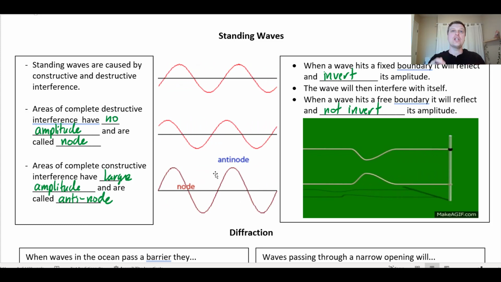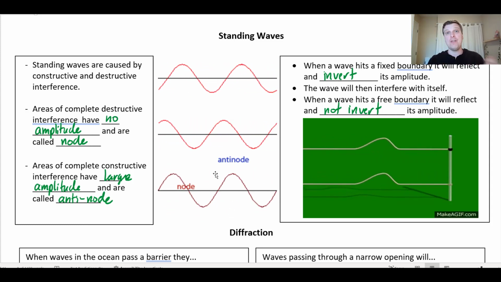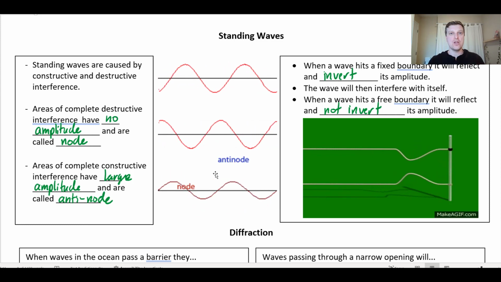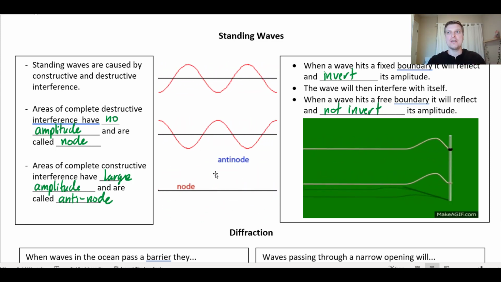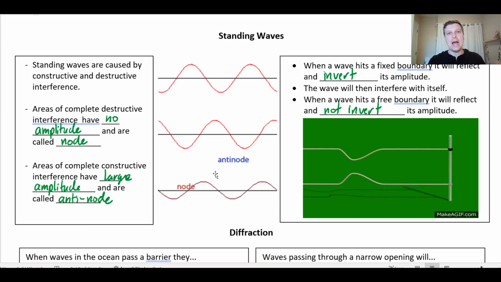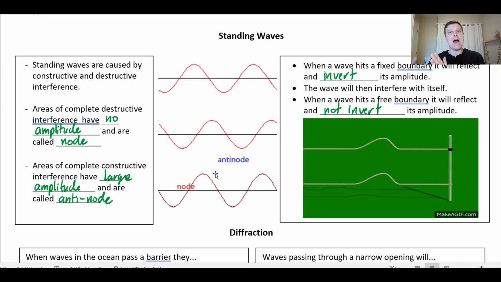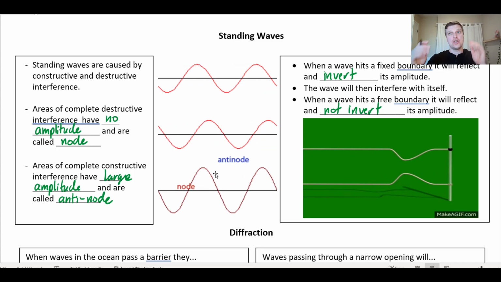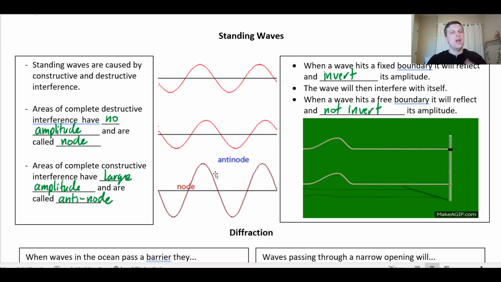Depending on which medium you're bouncing or reflecting off of is going to tell you whether or not you're going to invert. And a reminder that an inversion, a phase shift of exactly 180 degrees or pi radians, would be exactly half a wave phase shift, like turning a crest into a trough and vice versa.